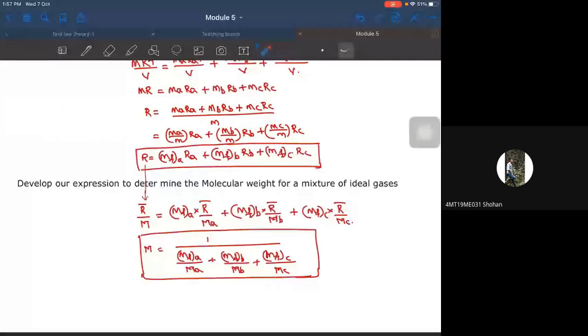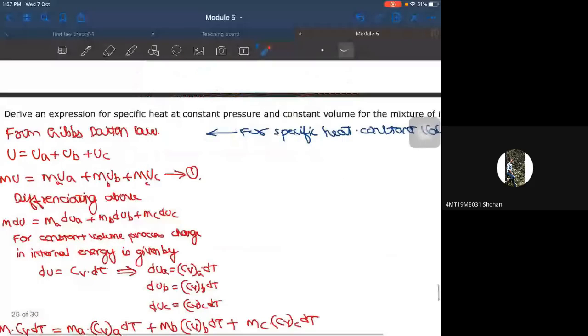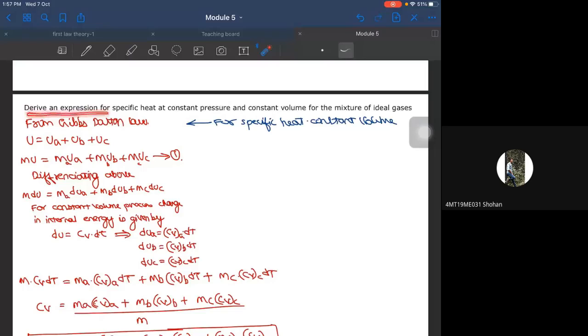Any doubts? Okay. So next is: derive an expression for the specific heat at constant pressure and specific heat at constant volume for the mixture of ideal gases. So that is your question. This is the third derivation. Derive an expression for the specific heat at constant pressure, which is the value of Cp, and the value of Cv for the gas mixtures.